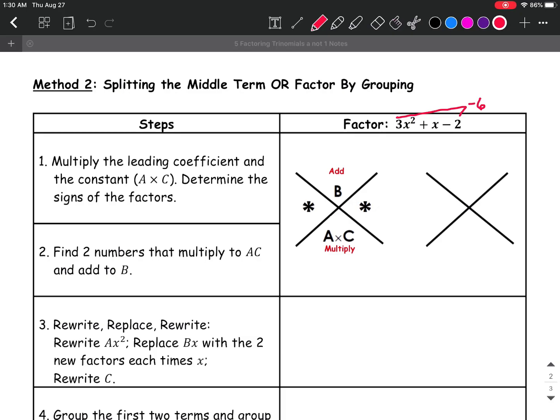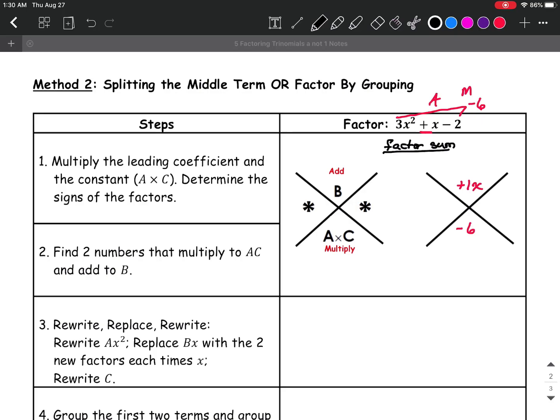So we know we want these numbers to multiply to negative 6. We also know, because I am factoring, that we want them to add to positive 1x. We're going to make our little factor sum table. Notice this is exactly what we did on the first page.